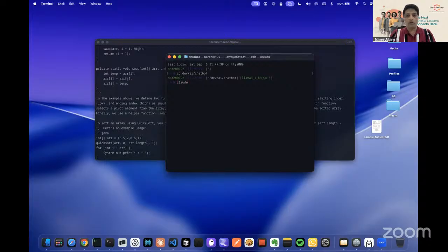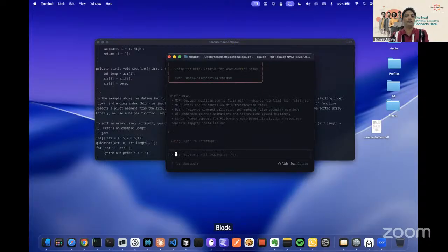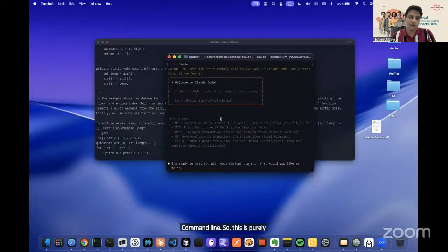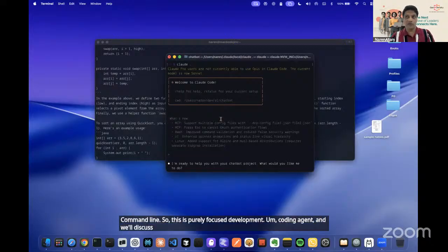And Claude. So I just start coding here in the command line. So this is a purely focused development coding agent, and we'll discuss what an agent is also tomorrow.